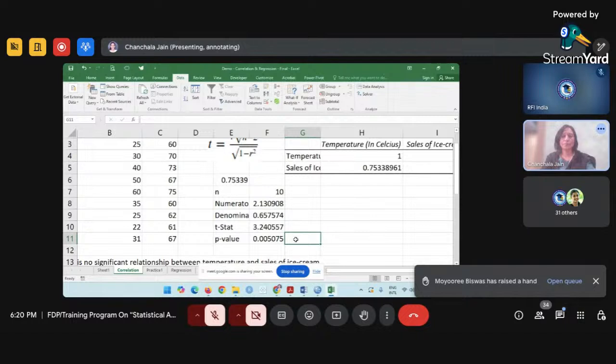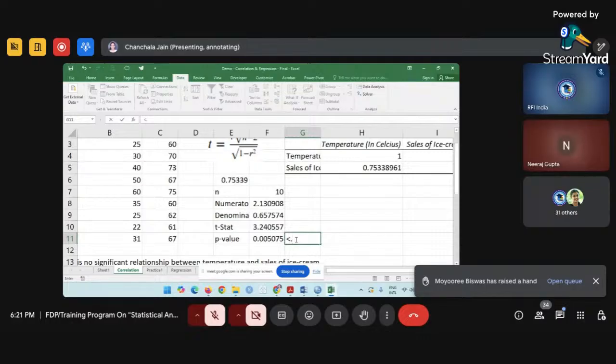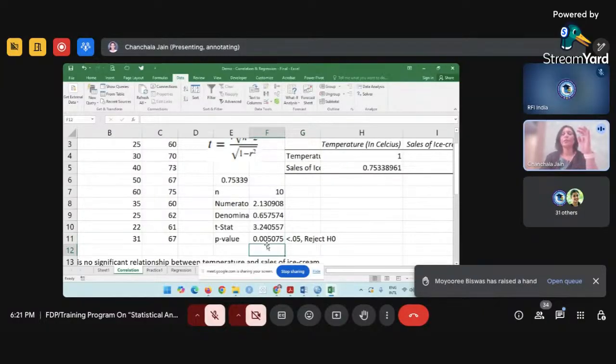What can we comment on this? Reject H0. It is less than 0.05. We can reject the null hypothesis, and we can say there is a significant relationship between the temperature and the sales of ice cream. Yes. Was simple, right?